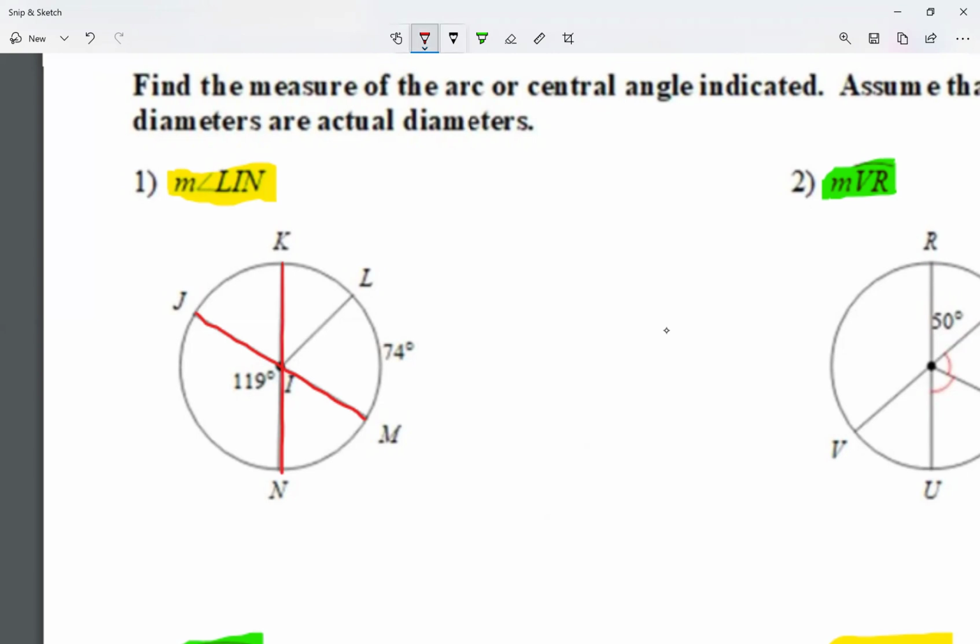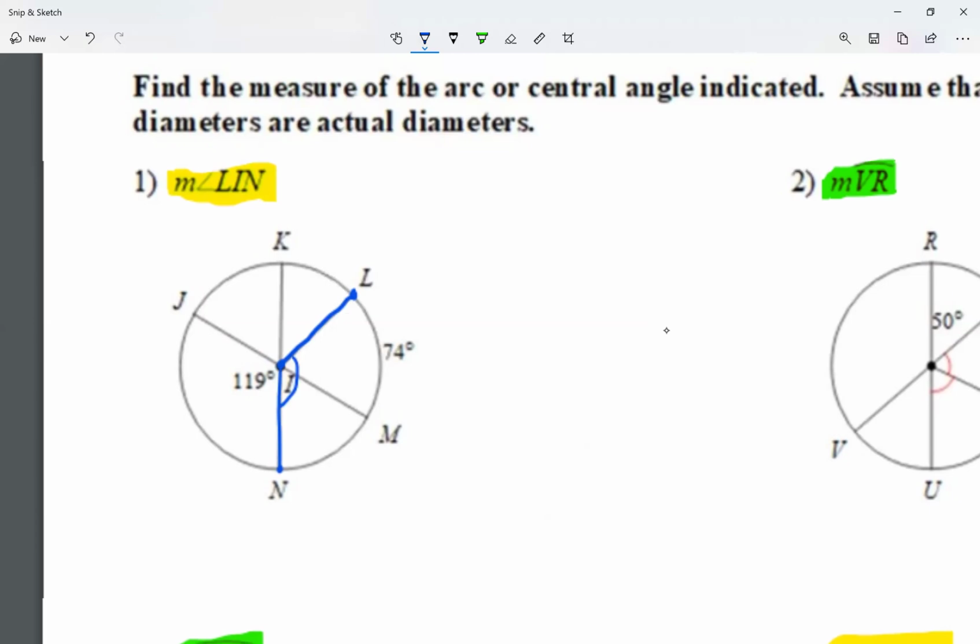But now in blue, I'm not going to call this a diameter, right? That's only a radius. So remember, the lines that appear to be diameters are actual diameters. Okay, so we're looking for the measurement of angle LIN. So if you connect the points L, I, and N, that has to give us something, right? So here's the point L, here's the point I, here's the point N. So I'm looking for this angle.